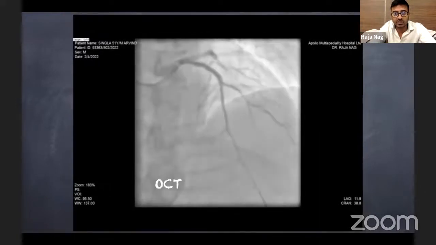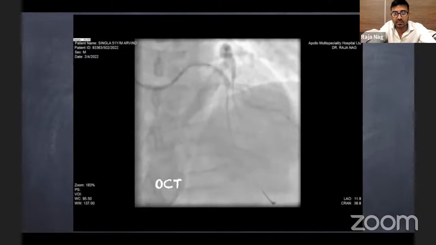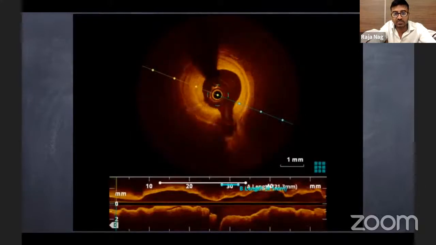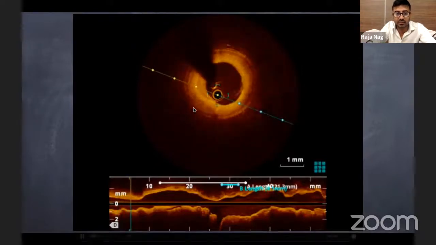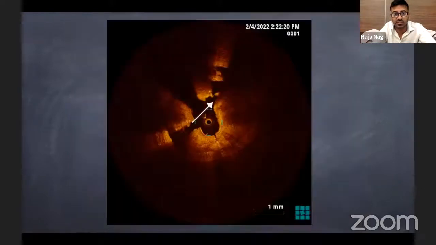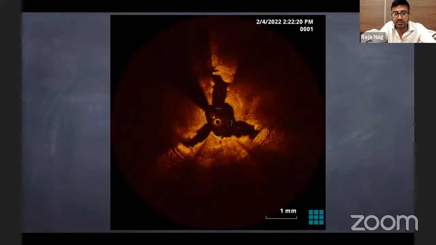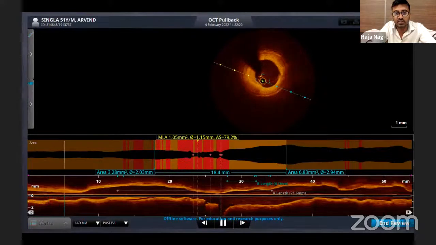After this, we did the OCT run. The diagonal had TIMI 3 flow, also the LAD. These are the OCT images. For shortage of time, I'll run through this OCT and show you the still images. These are the calcium cracks, the cracks in the calcium. You can see there was circumferential calcium in the LAD, and we achieved considerable gain in the lumen diameter.